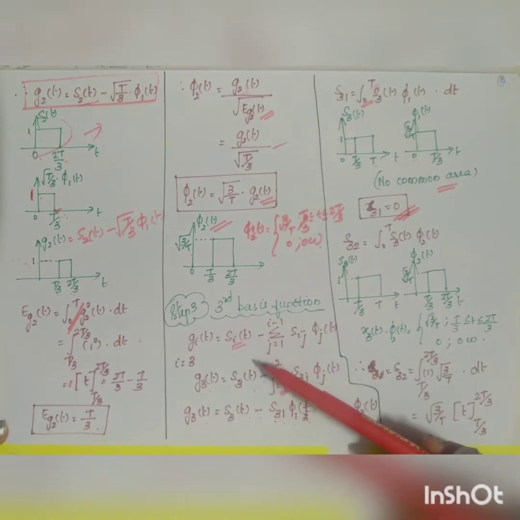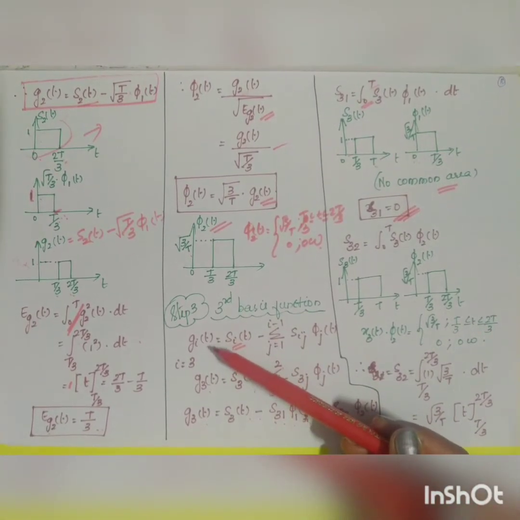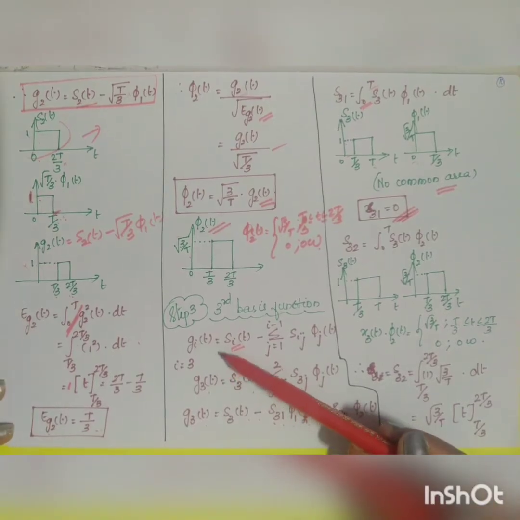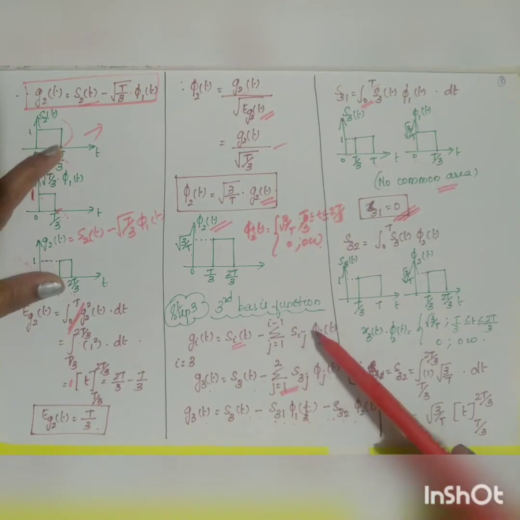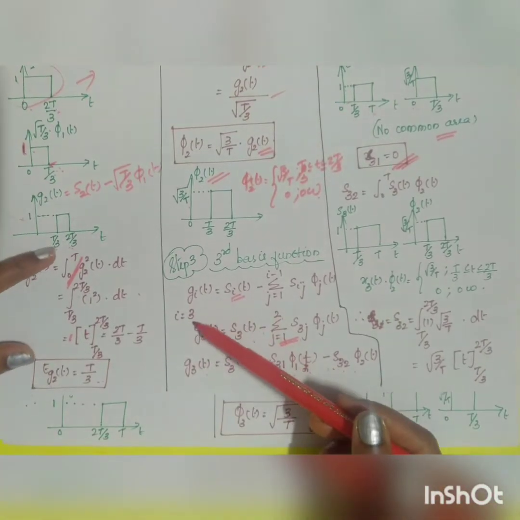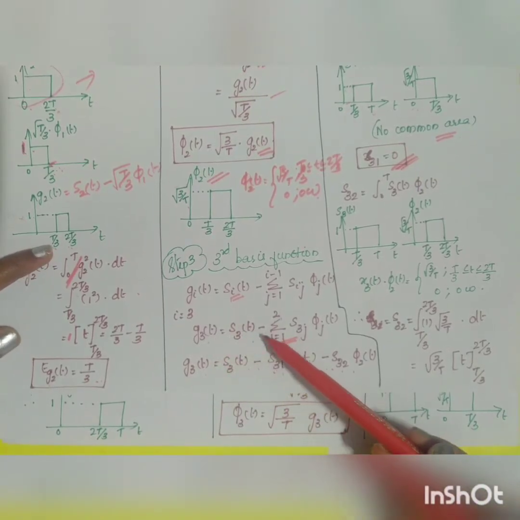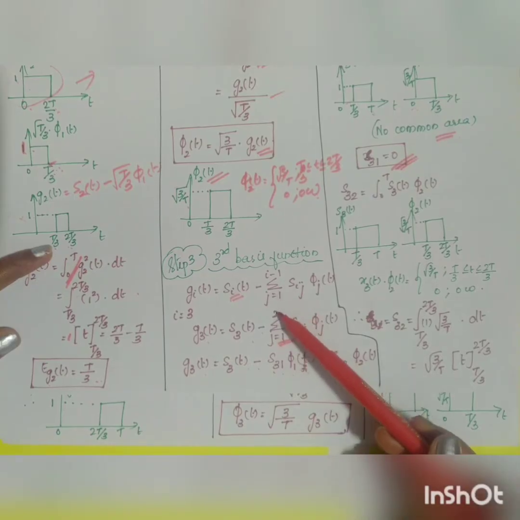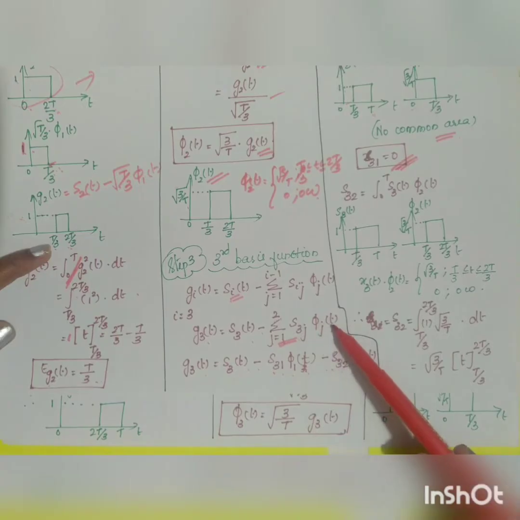Now you are going for step 3, that is to find out the third basis function. So what is the formula here? Intermediate gi of t is equal to si of t minus summation j is equal to 1 to i minus 1 sij into phi j of t. Instead of i, you are going to substitute it as 3. So g3 of t is equal to s3 of t minus summation j is equal to 1 to i minus 1. i is 3, right? 3 minus 1 is 2. s3j into phi j of t.